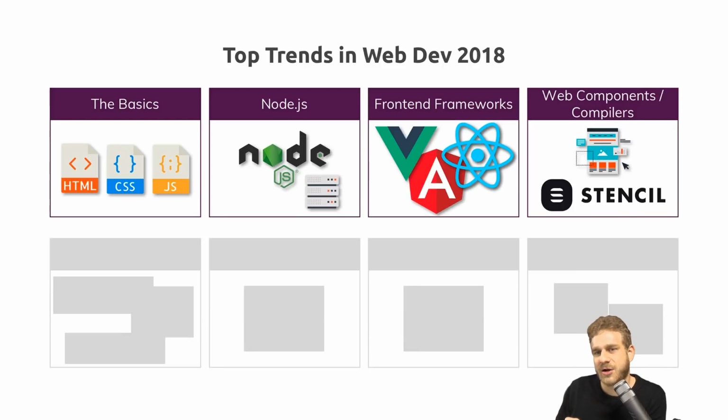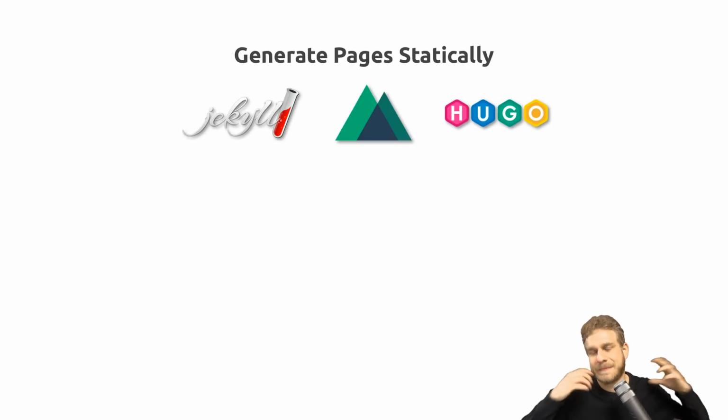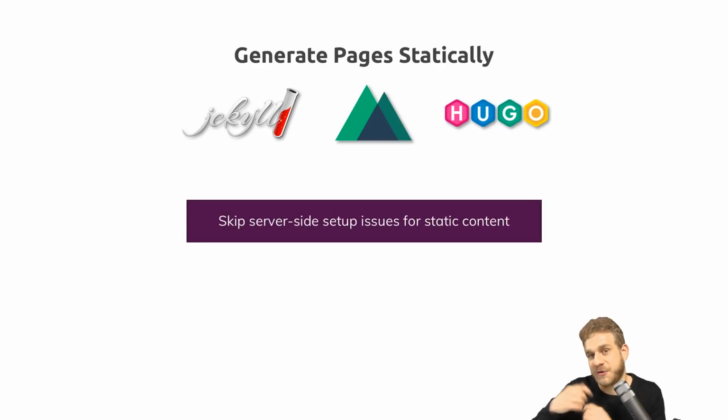Now, the next trend are static web pages. This, of course, is connected to JavaScript being so important and single-page applications. Static web pages generated with Jekyll, Hugo, or Nuxt.js, for example, to generate a static Vue application, have the advantage that you deploy and ship pre-rendered HTML files. You have no server-side setup because your pages are not rendered on the server. They are pre-rendered during development.